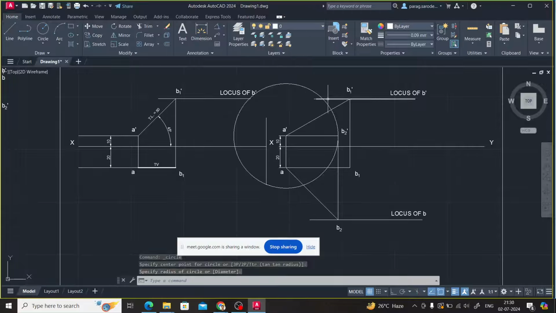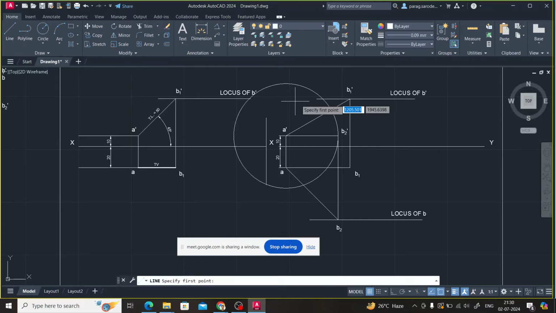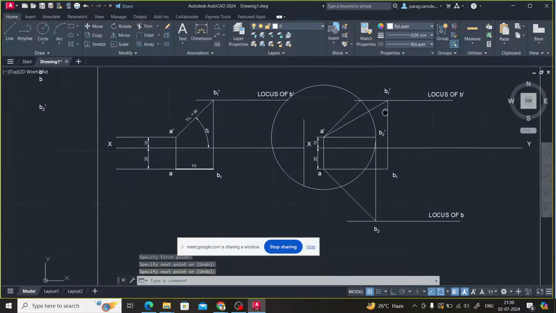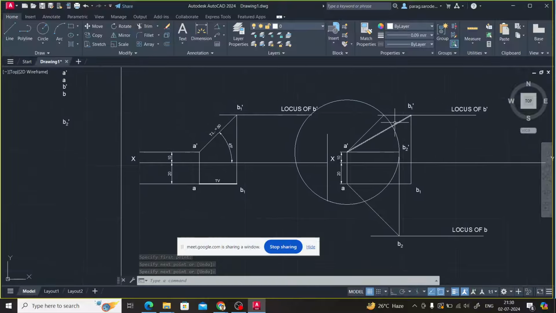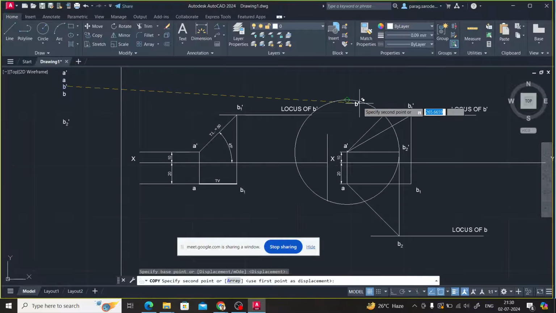The circle should intersect this locus of b dash. Okay. Yes, sir. Then you join the point where the locus of b dash intersects with the circle to a dash. Okay, so now this point is called b dash.